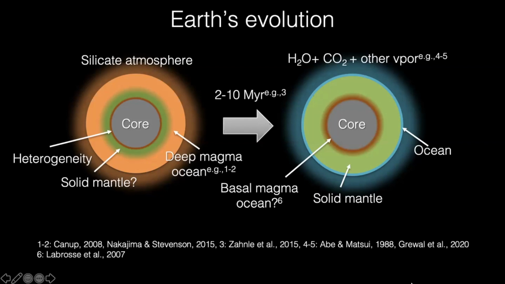Within 2 to 10 million years after the moon-forming event, the Earth established a much nicer environment for life. So the atmosphere would have been made of water, CO2, and some other vapor, but the details depend on the accretion process. And there could have been an ocean on the surface. And it is possible that at the bottom of the mantle, there was a basal magma ocean.